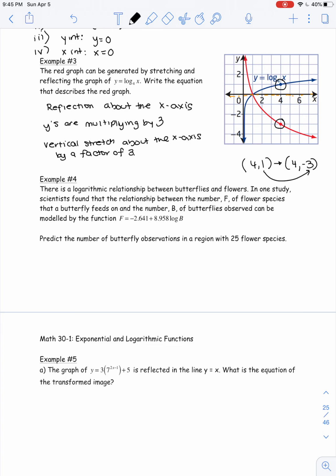Good. And now we just need to write the equation down. Well, we're going to write y equals, the reflection about the x-axis will be negative, and then the 3 will represent the vertical stretch, and everything is the same. Everything else stays the same because there's been no kind of horizontal stretches or translations. So that is our final equation that matches it. Now you can always graph this to check that it does look like the new red graph.